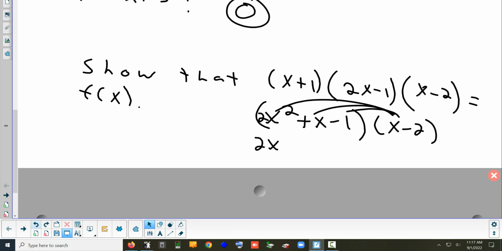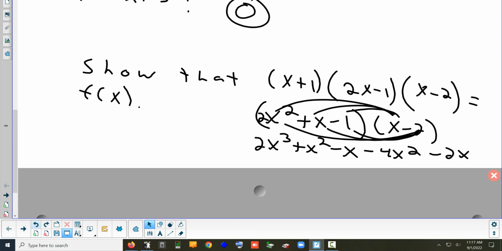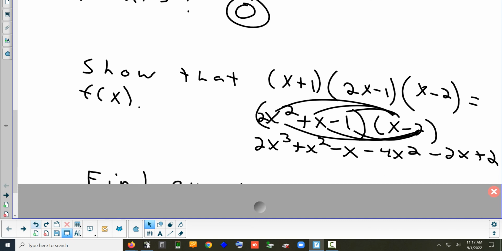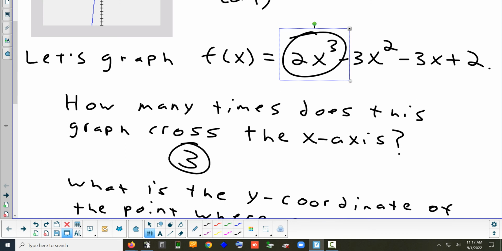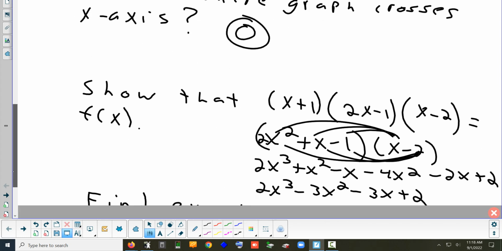Well, start with the x. 2x cubed plus x squared minus x. Now do the minus 2. And let's see what we get. That's minus 4x squared minus 2x plus 2. Combine like terms. What do we get? 2x cubed. What's x squared minus 4x squared? What's negative x minus 2x? Plus 2. Scroll back up. I'm just looking at my coefficients. 2, negative 3, negative 3, 2. 2, negative 3, negative 3, 2. Perfect. So what we had down below is exactly the same thing as what we had up above.